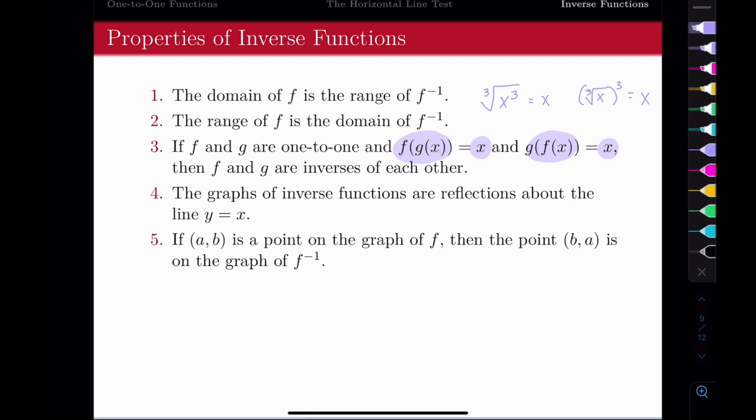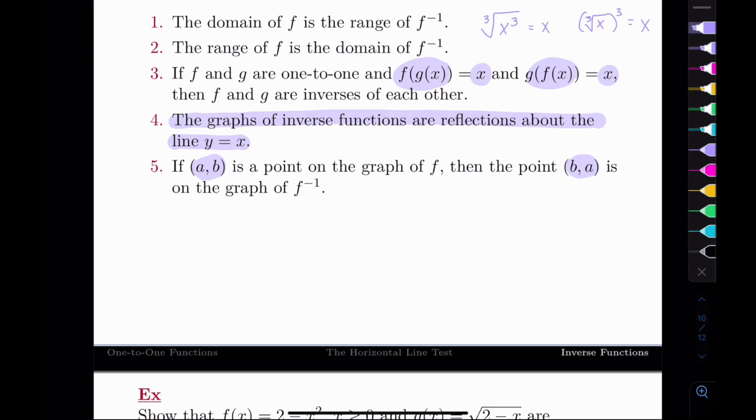Okay? Now the thing that happens with their graphs, because x and y are switching roles, all of their coordinates are switching roles. So I'm actually going to go through the fifth one first. If you have (a, b) on your graph of the function, x and y switch, so (b, a) is going to be on the graph of the inverse. And what results is that these graphs end up being reflections about the line y equals x.